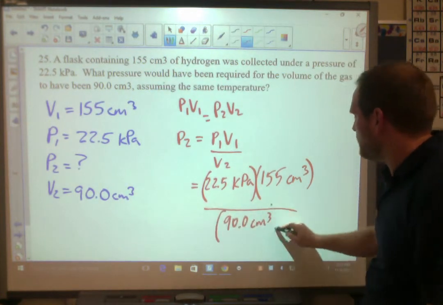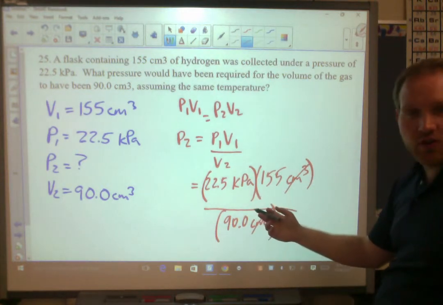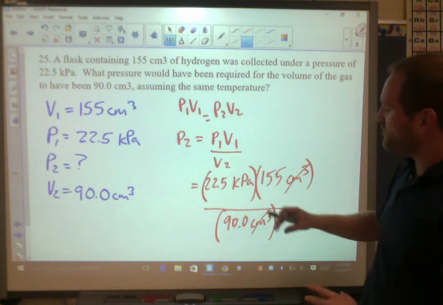Okay, let's check our units. Centimeter cubed cancels centimeter cubed. What unit is left? Kilopascals. Does that make sense for pressure? Yes, it does. So always rearrange first and check your units.